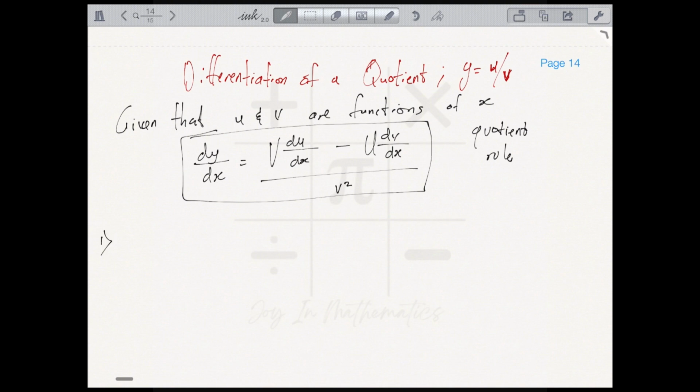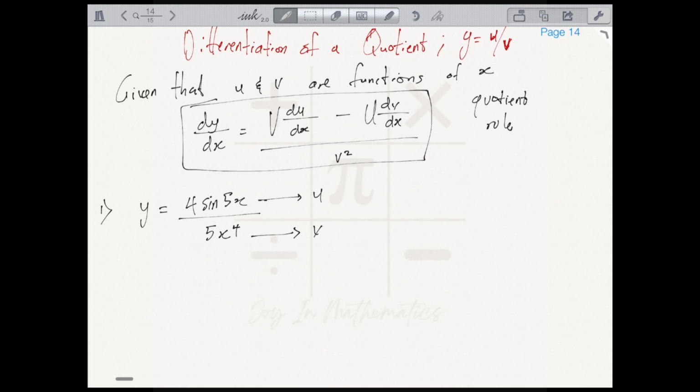Let's take an example. Evaluate dy/dx given y is equal to 4 sine 5x divided by 5x raised to power 4. Now 4 sine 5x divided by 5x raised to power 4 is a quotient. So we say this is u and this is v. So our u is 4 sine 5x and our v is 5x raised to power 4.